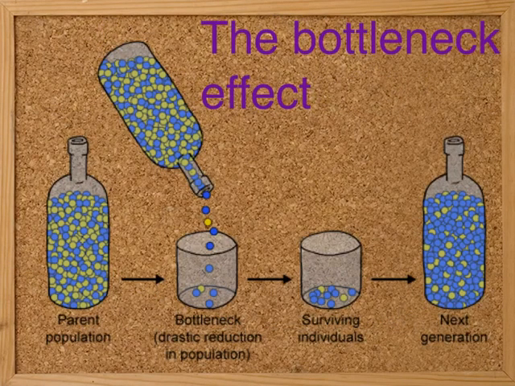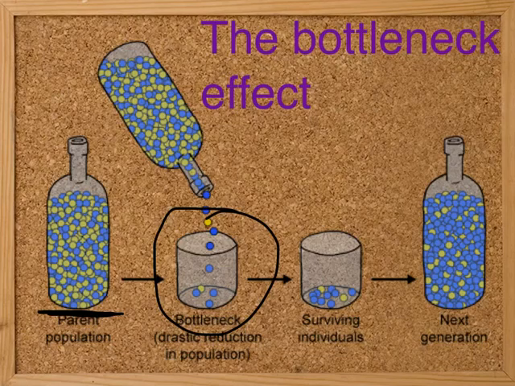The bottleneck effect is a drastic reduction in the population generally due to a catastrophic event. So if you look here at the parent population, you see that the blue and the yellow alleles are distributed evenly. If I pretend that those are in a bottle and I pour those bottles into a cup representing the catastrophic event, the ones that are poured in here represent the ones who survive the catastrophic event. And notice that more blue than yellow have survived.